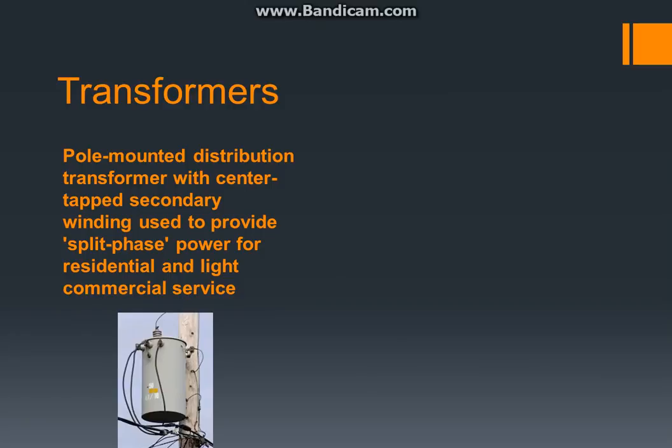Okay, so first we're going to be talking about transformers. This is an example of a pole-mounted transformer right here. It says pole-mounted distribution transformer with center-tapped secondary winding used to provide split-phase power for residential and light commercial service. This means it's like your normal neighborhood transformer that runs across your neighborhood if you live in a fairly old part of the neighborhood. No offense.